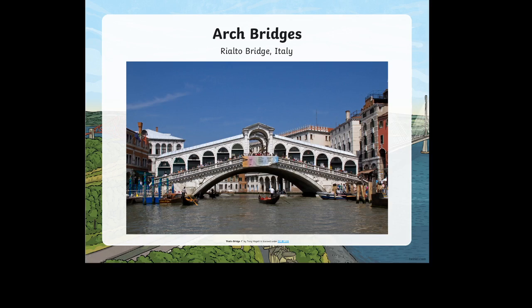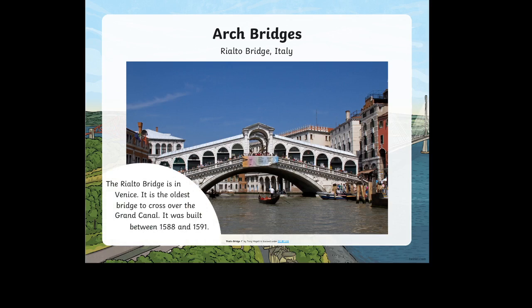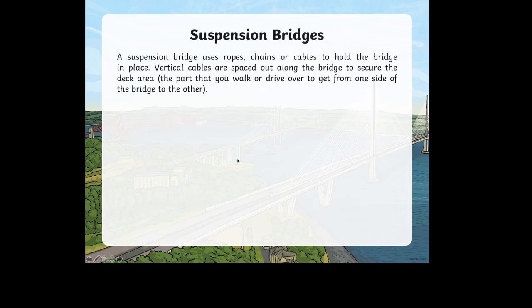This is the Rialto Bridge in Venice in Italy. Okay, it's the oldest bridge to cross over the Grand Canal, and it was built between 1588 and 1591. That one will be made completely of stone, apart from maybe the top bits now, but that would be a completely stone bridge. It's really popular with tourists.